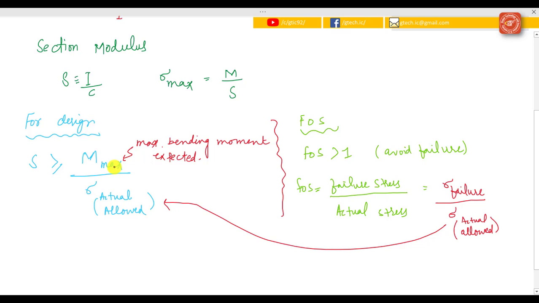We usually want to build in a factor of safety, and we have talked about factor of safety before. We want a factor of safety greater than 1 to avoid failure. The factor of safety is the failure stress over the actual stress. It is also defined as sigma failure over sigma allowed.